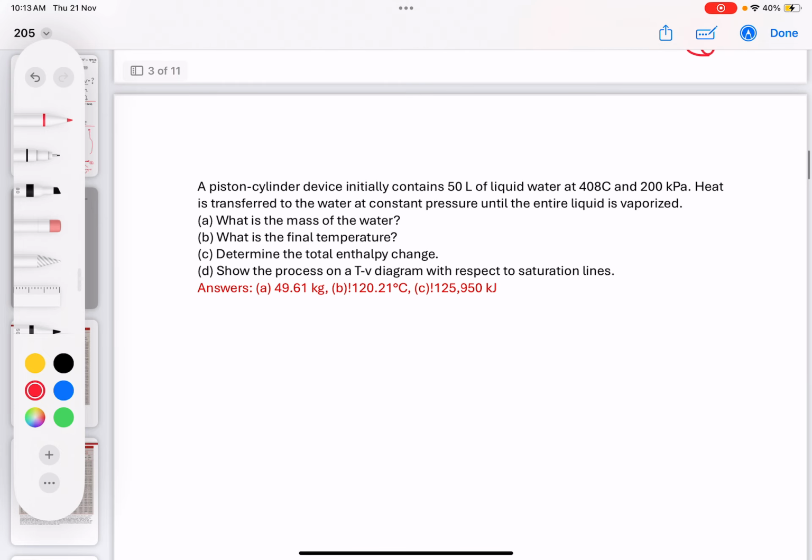Alright, let's take a look at the last part of the questions, yeah. A piston cylinder device initially contained 50 liters of water at 400 degrees Celsius and 200 kilopascal. Heat is transferred to the water at constant pressure until the entire liquid is vaporized. What is the mass of water?